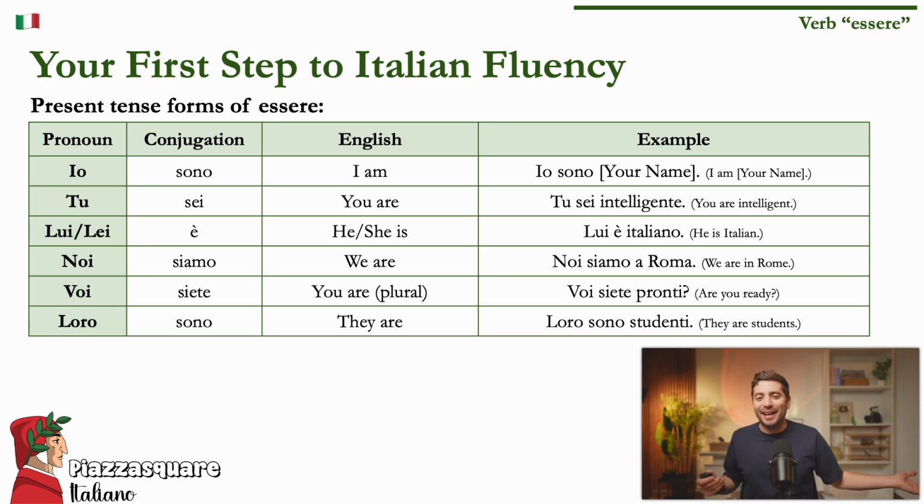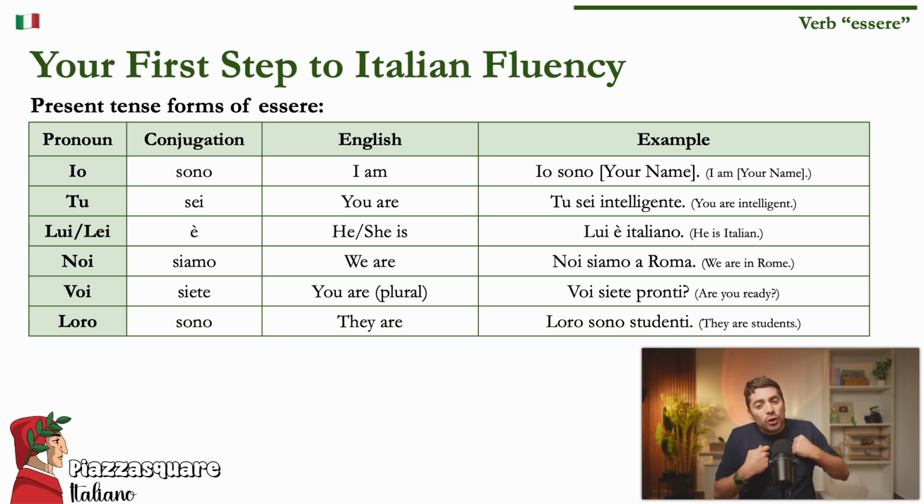It means he's Italian. Noi siamo, we are. For example, noi siamo a Roma means we are in Rome. Be careful, I'm saying a Roma, not in Roma. Noi siamo a Roma. Voi siete, you are, plural. For example, voi siete pronti means are you ready? Loro sono, they are. For example, loro sono studenti means they are students.